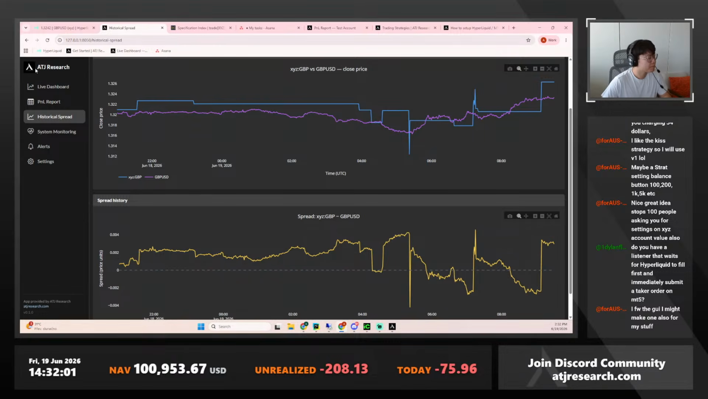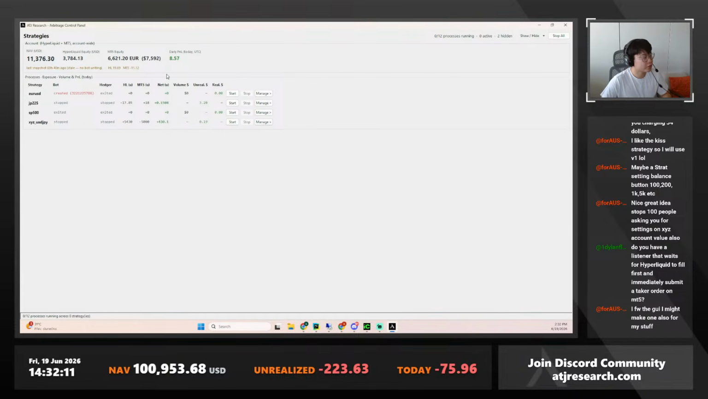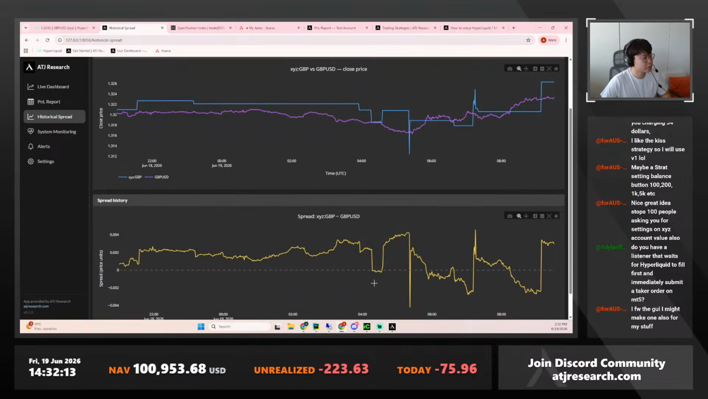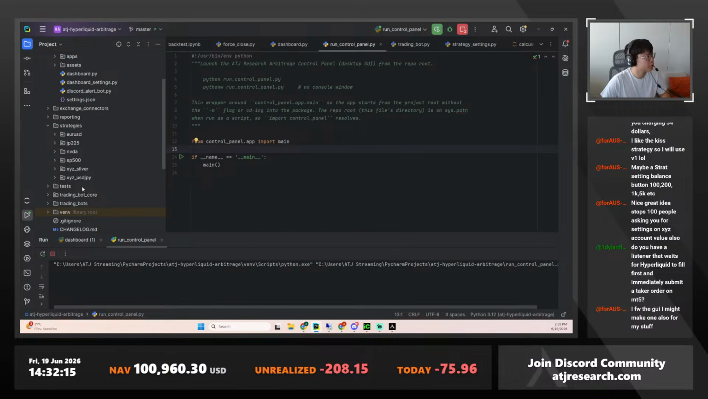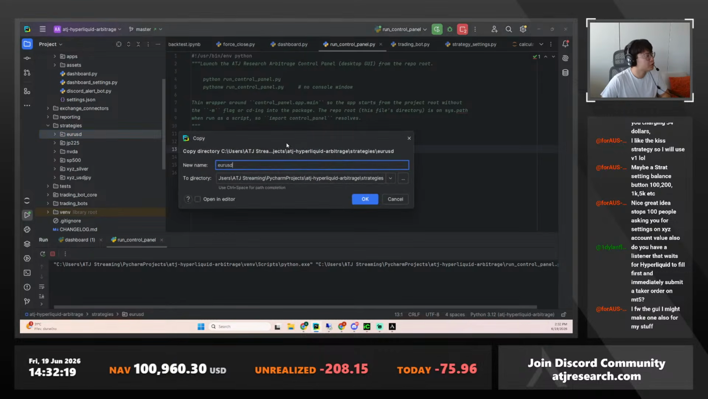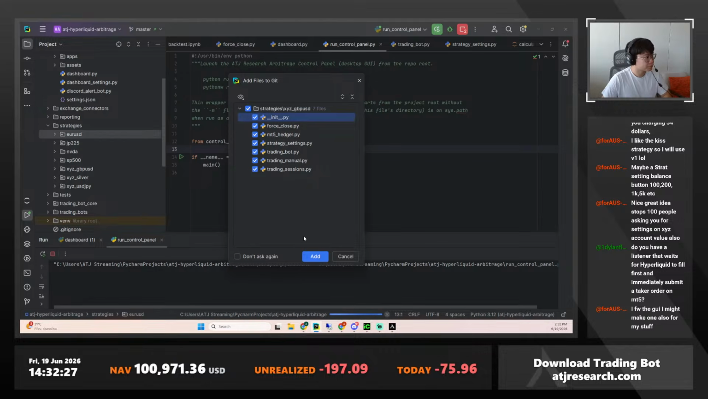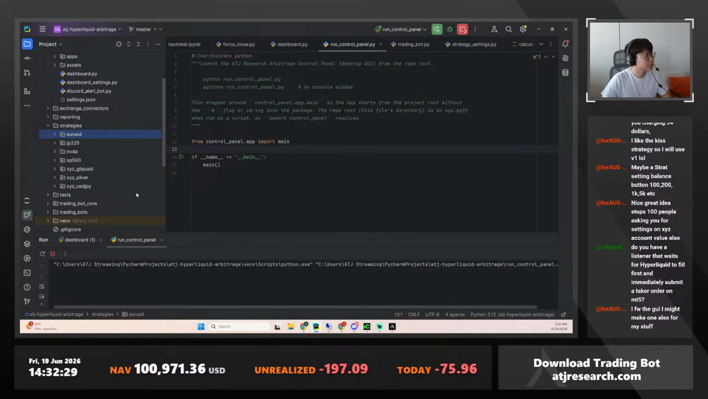To set it up, we already defined the strategy rules. I haven't made a feature to import and create new strategies, so unfortunately, what we have to do is go to our folder and just copy a new strategy. So here I'm going to call this strategy XYZ GBPUSD. So here we have our new strategy. I'm going to copy all the files.